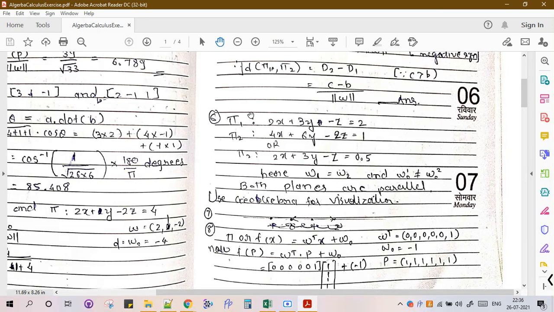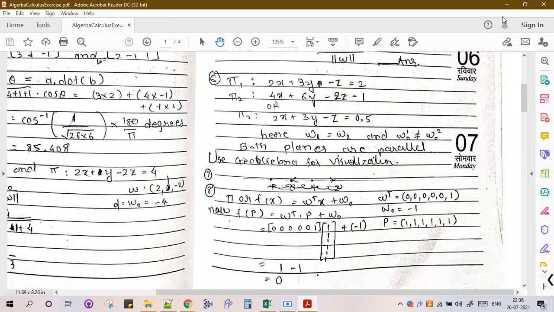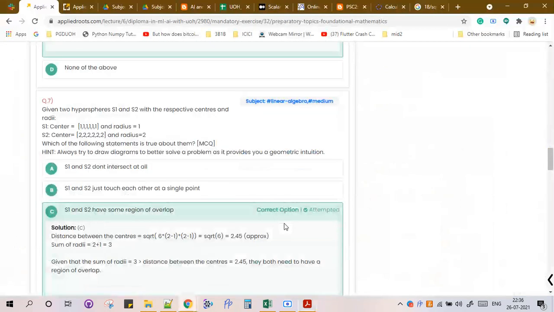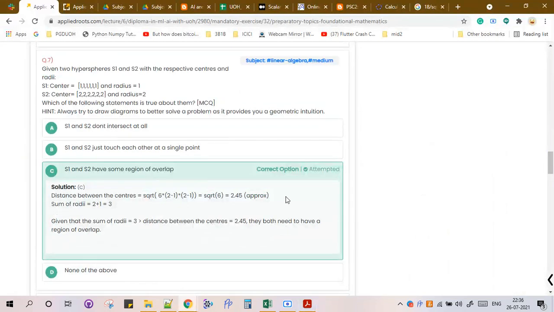By the time I was solving this question, I had no idea how to identify parallel and perpendicular planes. So what I did is I just went to GeoGebra, drew these planes and answered my question. Kind of a hack.